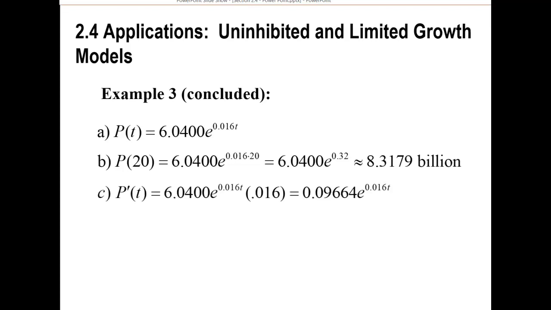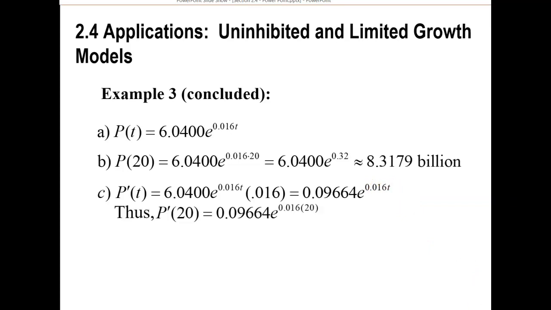And then the rate at which it's growing is the derivative of this function right here, P prime of t. So this constant stays, e to this power, all that stays put first, and then you multiply by the derivative of the exponent, which is just that 0.016. So 0.016 times 6.0400 is this 0.09664, and then you still have your e to the 0.016t.